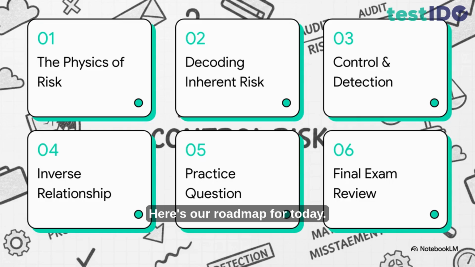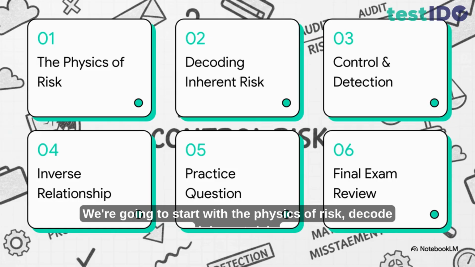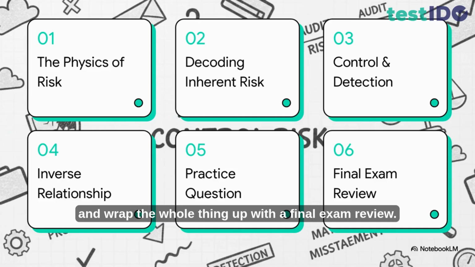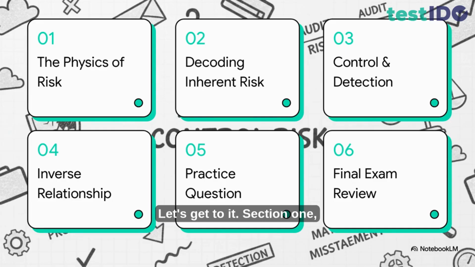Here's our roadmap for today. We're going to start with the physics of risk, decode inherent risk, and then look at control and detection risks. After that, we'll master the inverse relationship, walk through a practice question together, and wrap the whole thing up with a final exam review. Let's get to it.